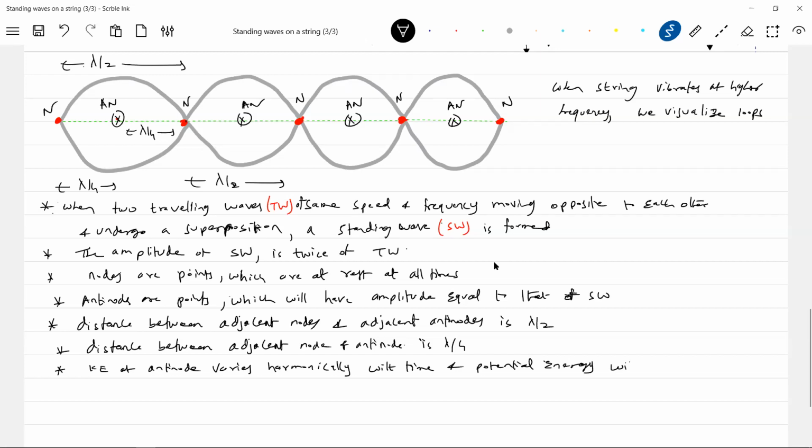Potential energy will be 0 at all times. What about this one? Kinetic energy, I think. I'll write it. Kinetic.